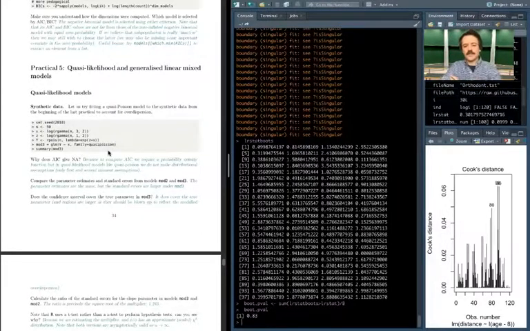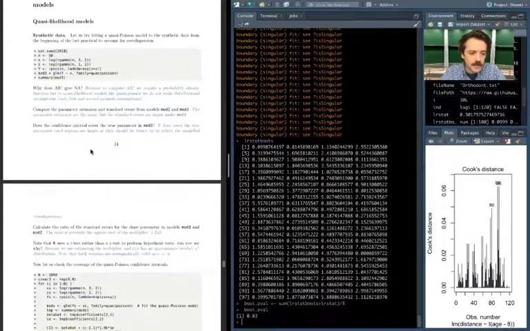So the estimates are of course the same because we are finding the zero of the same function, which is the quasi-likelihood, quasi-score function. And it should be clear that because in the quasi-likelihood models we don't make any distributional assumptions, then the AIC cannot be computed.